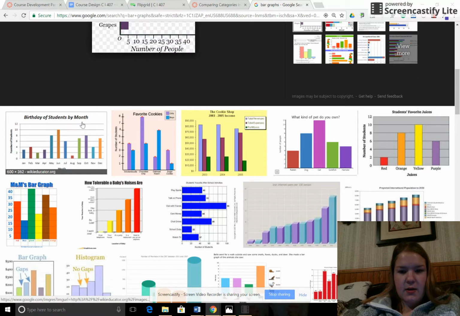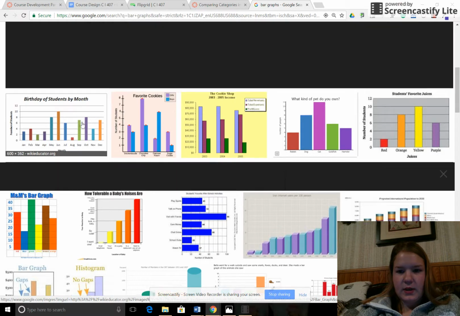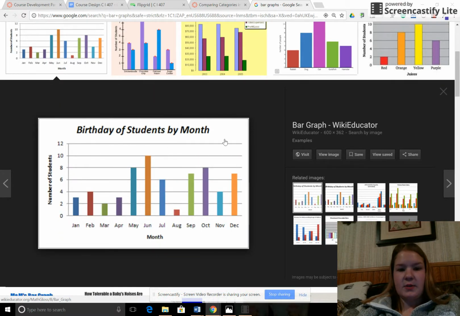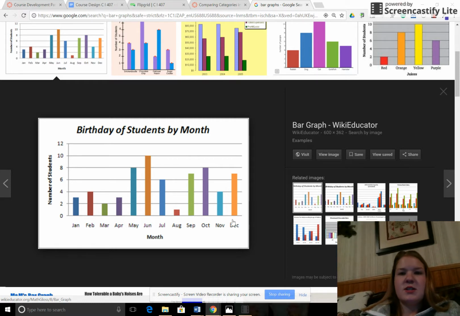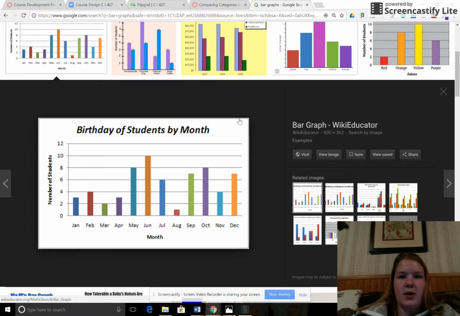If I go down here to birthday of students by month, I can see that 2 people's birthdays are in March and only 1 is in August. So I could say 1 less person's birthday is in August than in March, or students. So this is what I mean by comparing bar graphs.